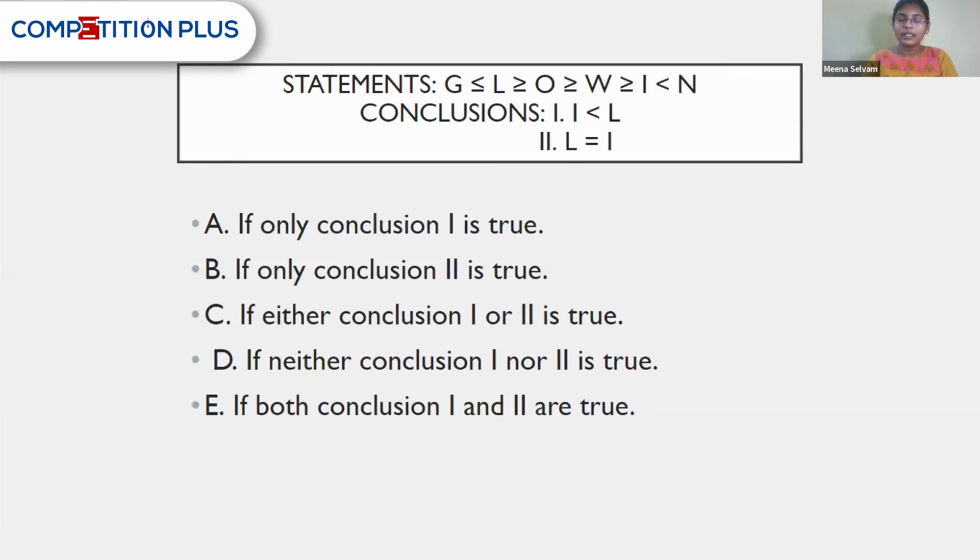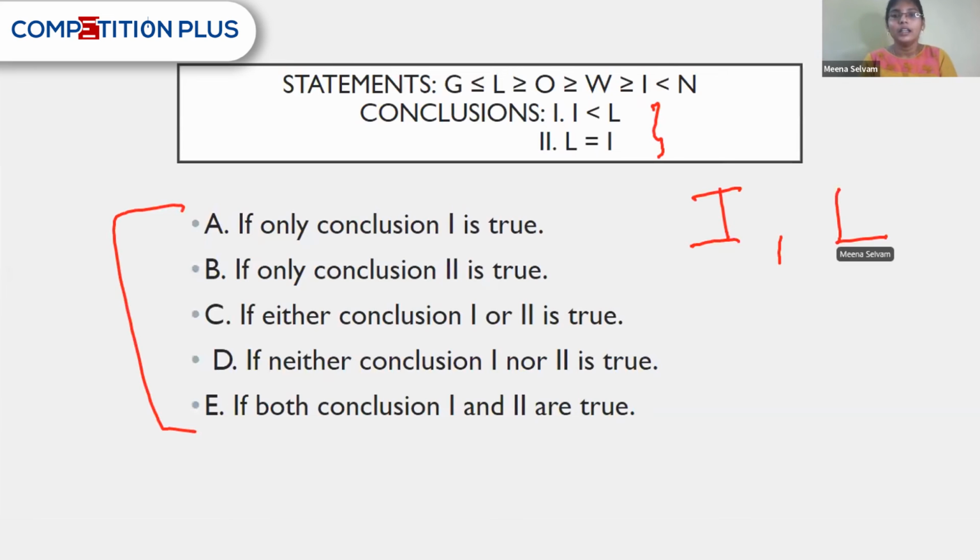Yes. So here is another sample question. I was just explaining to you regarding the options, no? The same thing has come here. Look at your conclusions. You have only two elements, I and L, and they have been made into two different conclusions. Conclusion 1 is I less than L, and conclusion 2 is L is equal to I, which is nothing but I is equal to L. So what is our work here? Here only one statement is given. So simple, no need to worry. Just check your conclusions and derive the best option.